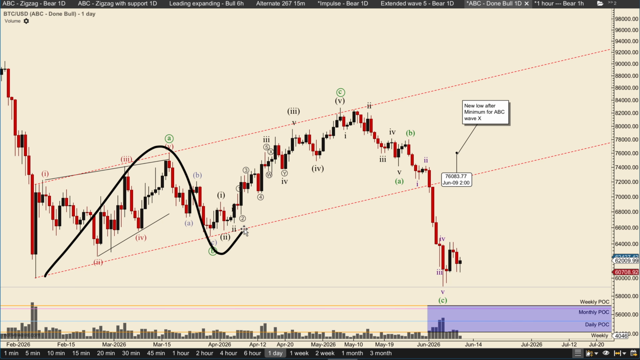So you have the ABC here, and then you have 1, 2, 3, 4, 5 in a wave A, B, 1, 2, 3, 4, 5 in a wave C to finish wave C there. And now we are looking for a 1, 2, 3, 4, 5 retracement and so on.